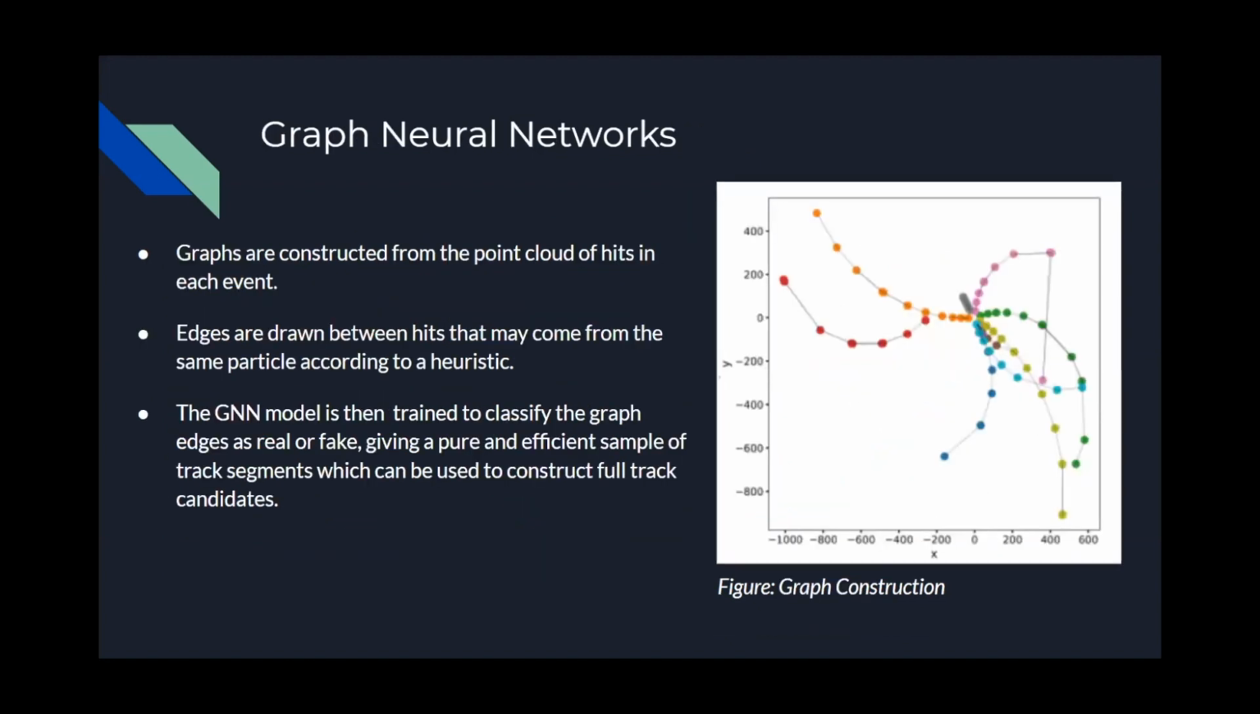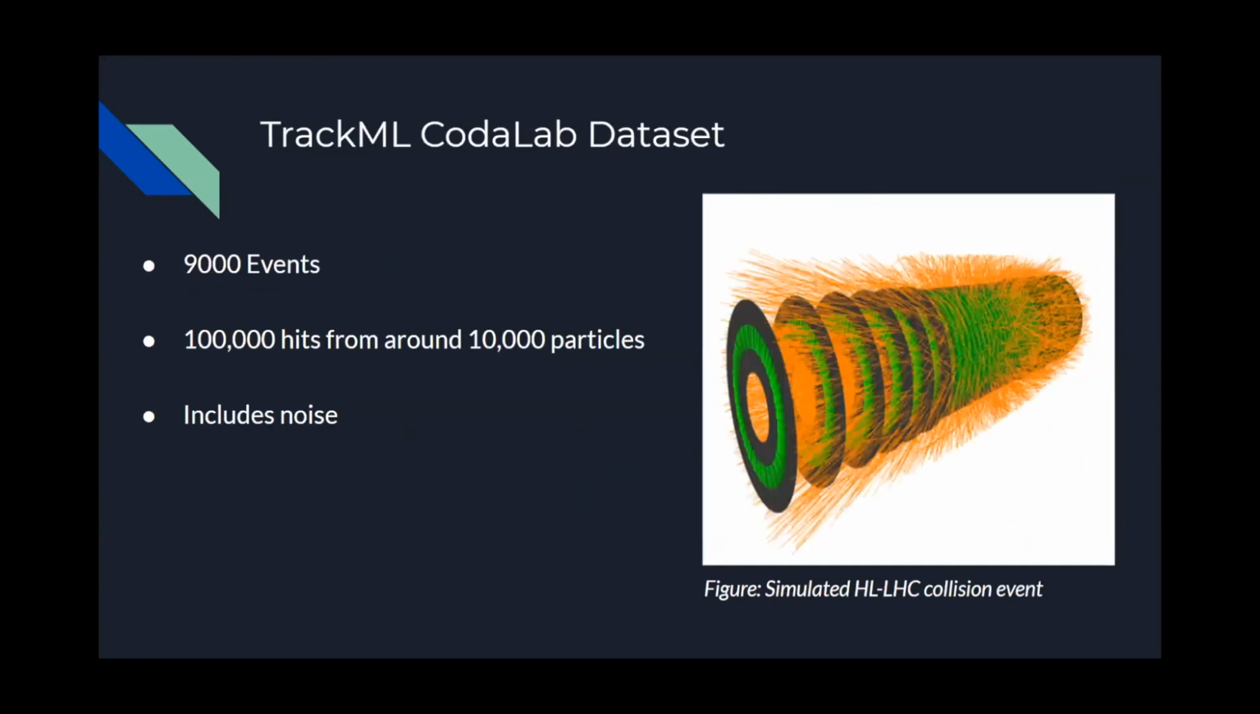So what we were doing is we have a heuristic that is used to generate edges between hits that are thought to come from the same particle, and then have a GNN classify the edges as real or fake. And the results from that allow us to construct a full track candidate. The dataset that we used was a TrackML CodaLab dataset comprising 9,000 events and 100,000 hits from around 10,000 particles.